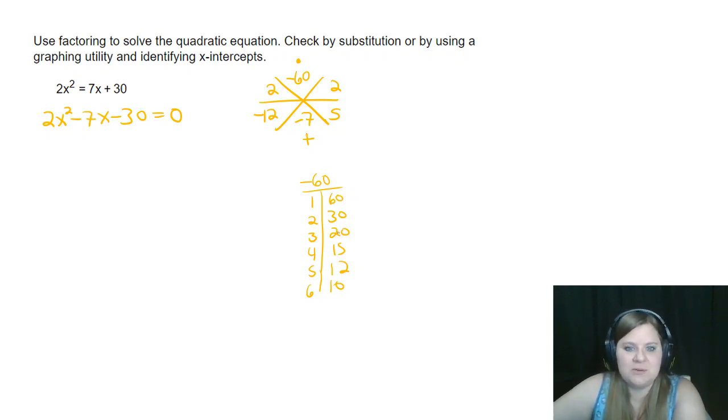But then it multiplies to a negative, so one of them has to be negative. And it adds to a negative, so it's got to be the bigger one that's negative. And look, there it is, 5 and negative 12.